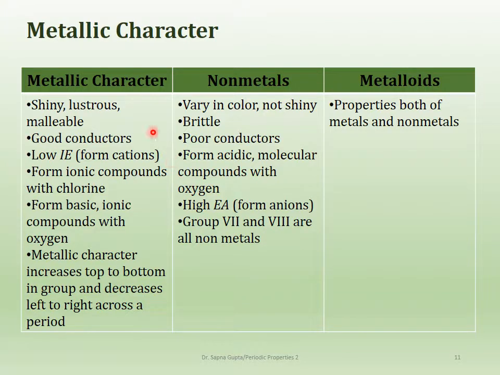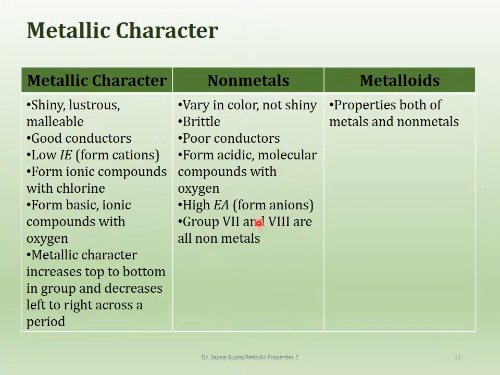Metallic character. Some of the properties of any kind of metal are that they are shiny, malleable, and good conductors of heat and electricity. They have low ionization energy, which means it's easy to remove electrons from the valence shell. They form ionic compounds, and they form basic ionic compounds with oxygen also. We'll talk about this basic property in a few minutes. The trend is that the metallic character increases from top to bottom. If you go down a group, the metallic character increases, and it decreases as you go from left towards the right of the periodic table.